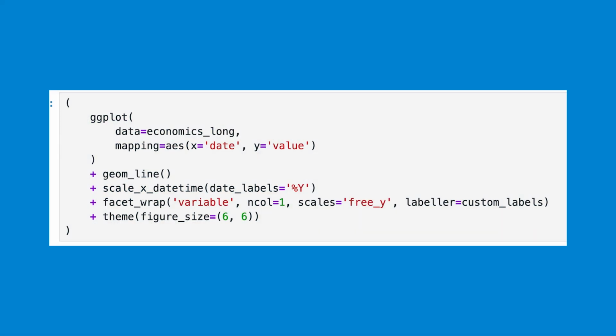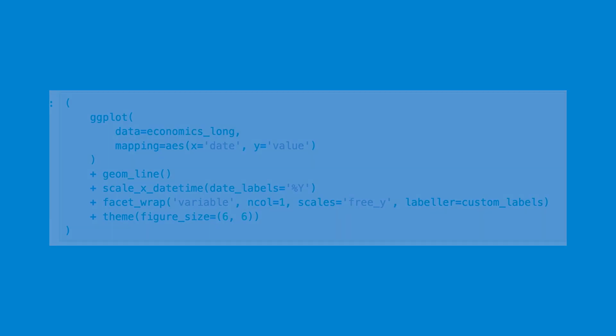Now let's get back to the same plot. We've got the same ggplot call, same geom_line, same facet_wrap, except labeller now points at my custom labels. 2 other additions. I'm using scale_x_datetime with the date_labels equal to %Y, and this cleans up the x-axis so it shows years instead of the full dates. And then I've set the theme with the figure_size equal to 6,6, and this gives a chart with more vertical room, and this is nice since the 2 line labels need more space.